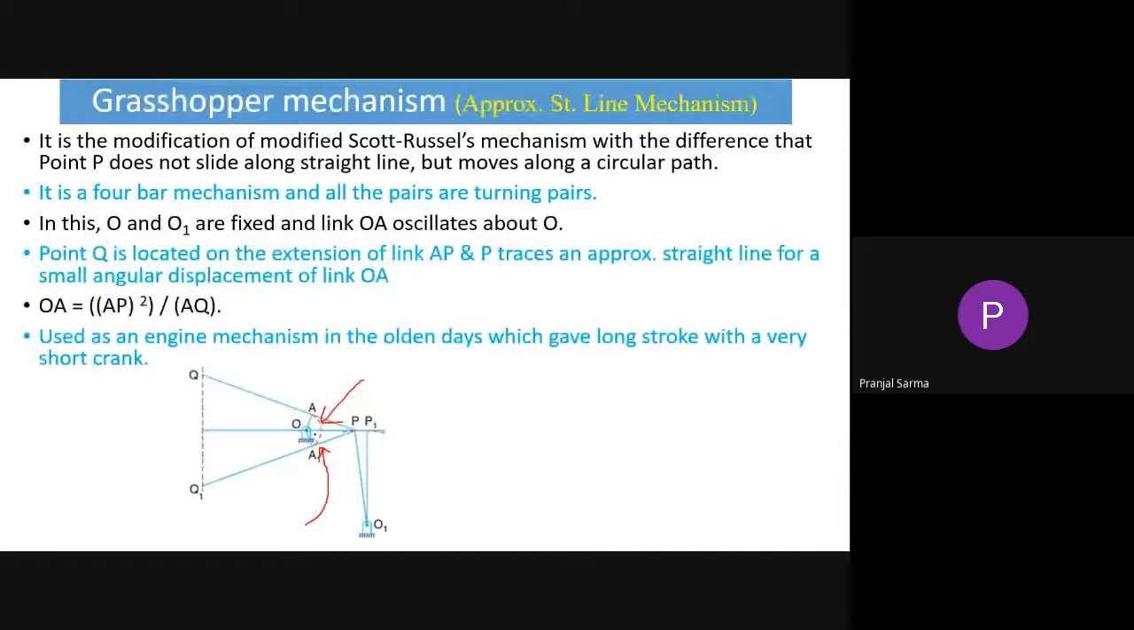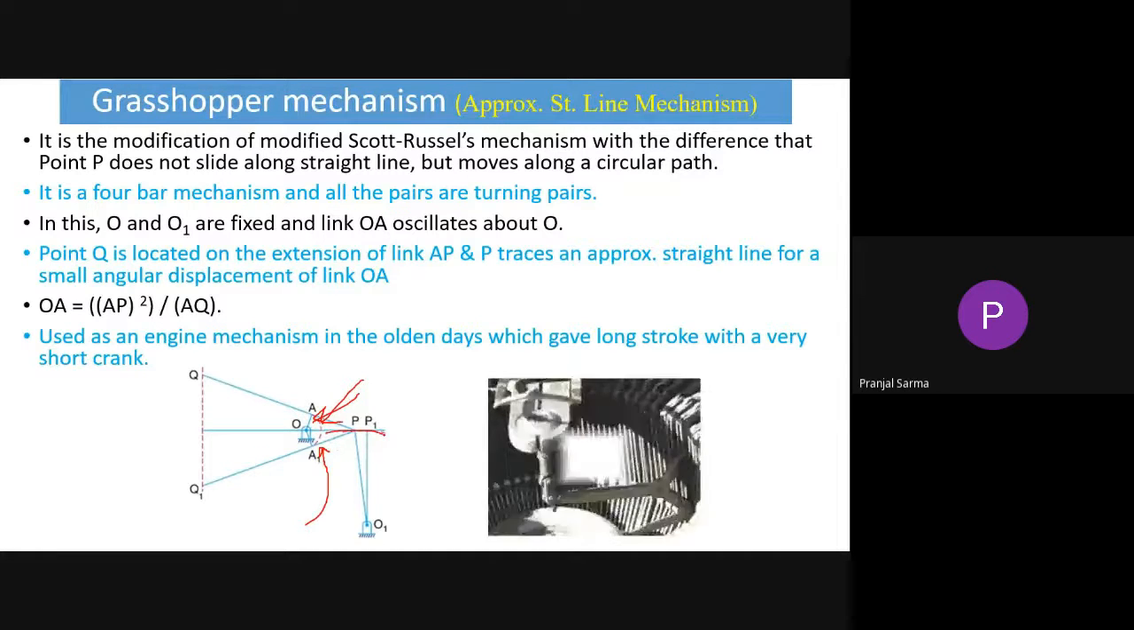So the interesting thing I am saying here is that we have a small crank and can get a very large stroke, like in those typewriters you might have seen. Here you can see the grasshopper mechanism, and we are going to get a very long stroke with a very short crank. That was the uniqueness of it.